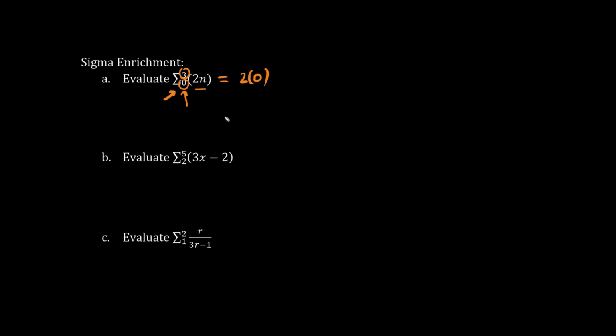So we have 2 times 0, plus 2 times the next number. What's after 0? We have 1. And what's after 1? We have 2. And what's after 2? We have 3. But we stop here because 3 is the endpoint.